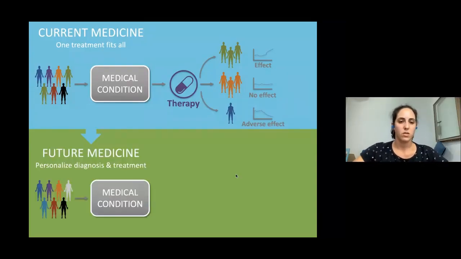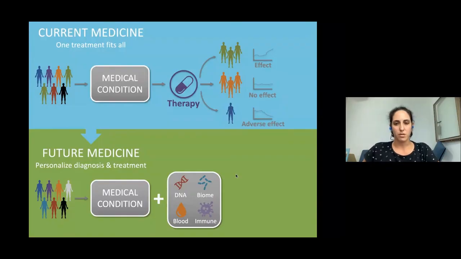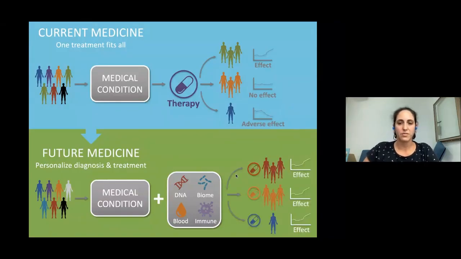The current projection for medicine is to move towards personalized diagnosis and treatments, where we have a variety of people, and we don't only look at the medical conditions, but we also look at other markers that they have. For example, DNA sequencing, biome information, blood tests, and the immune system. From that, we derive different therapies for different individuals, and then hopefully have different groups all benefiting from treatment.